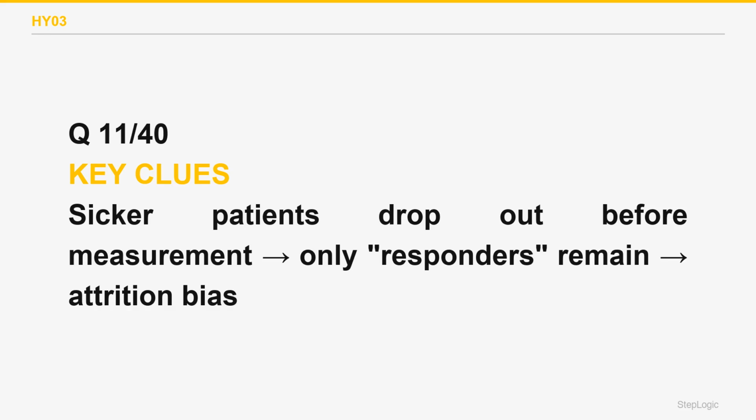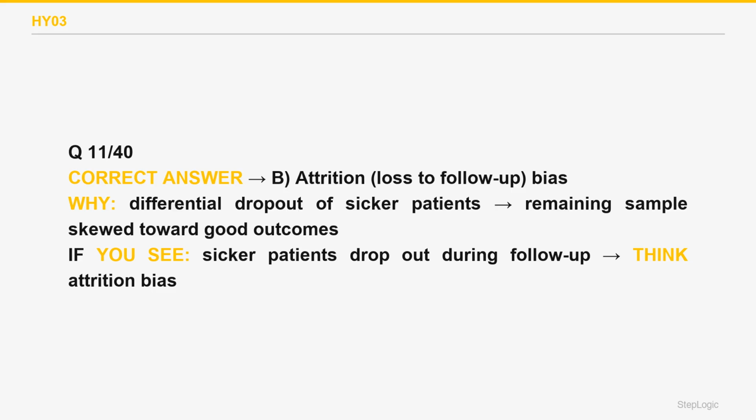Attrition bias, or loss to follow-up bias, occurs when participants who leave a study differ systematically from those who stay. Here the patients doing worse drop out, so only those doing well are left to measure, falsely inflating the therapy's apparent benefit. It is a selection bias that develops during follow-up. The correct answer is B.